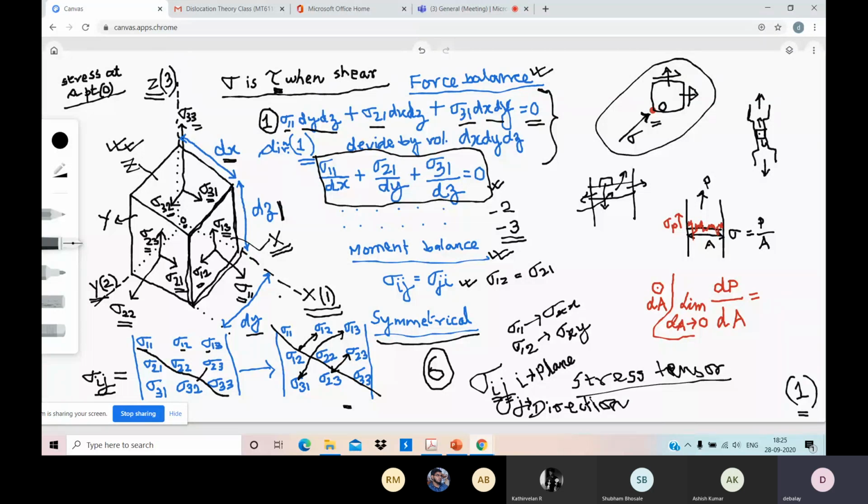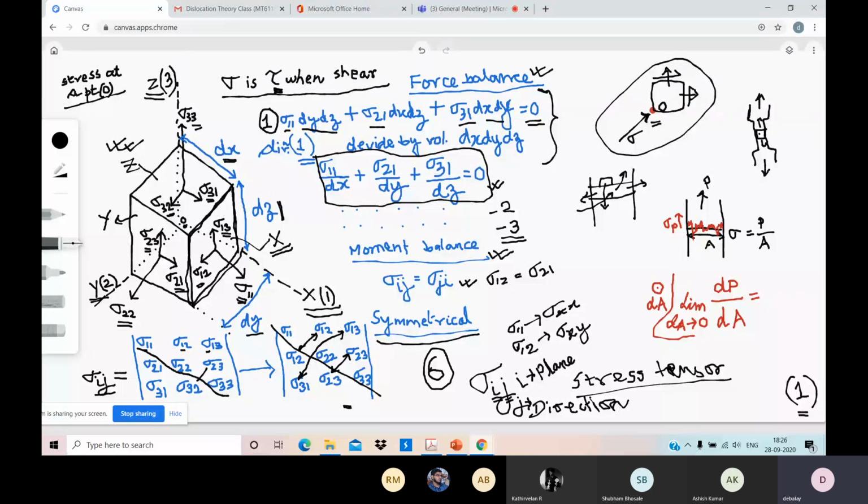For example, you can understand sigma 1 1. It is acting on plane number 1, that is the plane perpendicular to direction 1, and it is acting along direction 1. So it is sigma 1 1 or sigma xx. Similarly, sigma 1 2 means it is acting on plane 1 and it is a shear stress acting along direction 2, and so on.